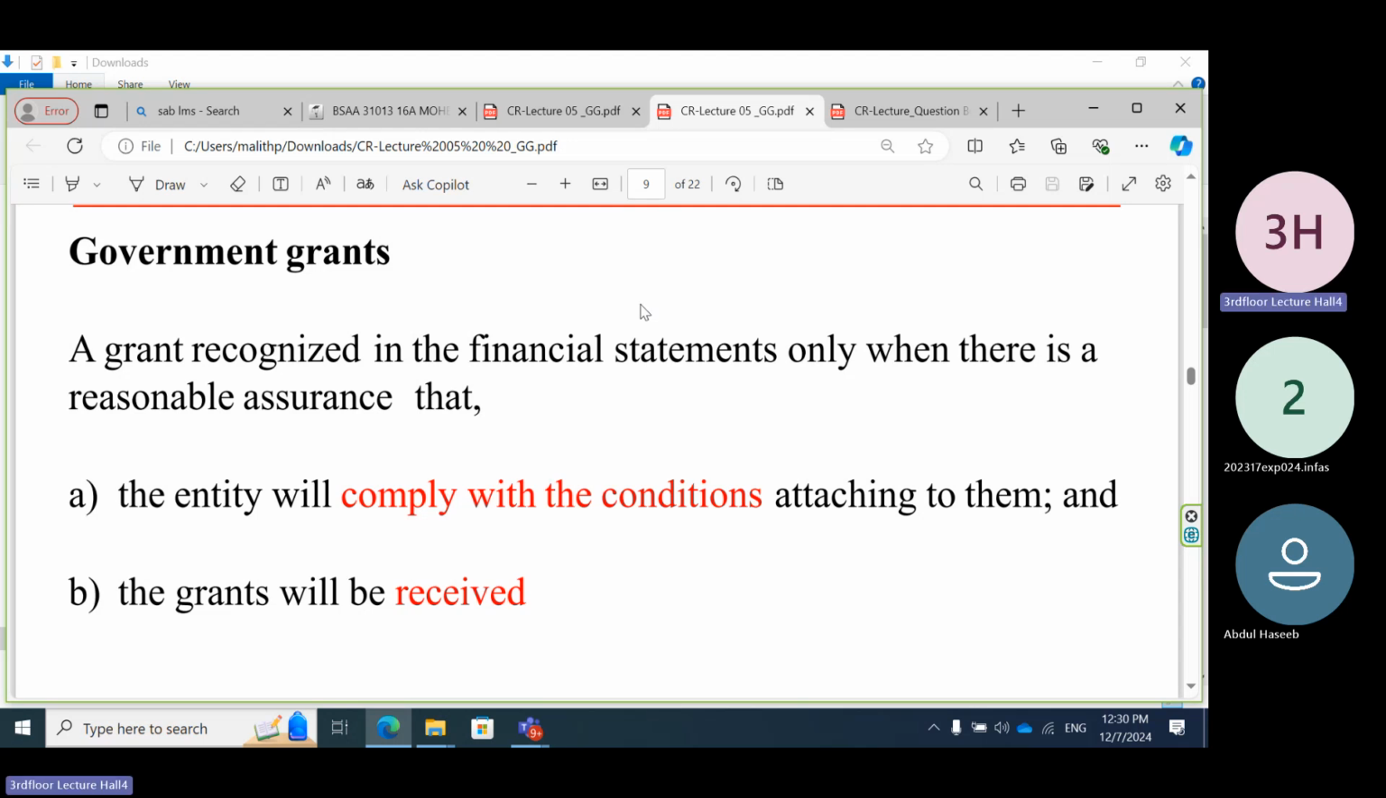Here what we are going to do is recognize some kind of a benefit. If you want to recognize a benefit, that benefit is in line with some conditions. If you can't satisfy them, you can't recognize it. So you should have the ability to satisfy those conditions. Otherwise, don't recognize it.